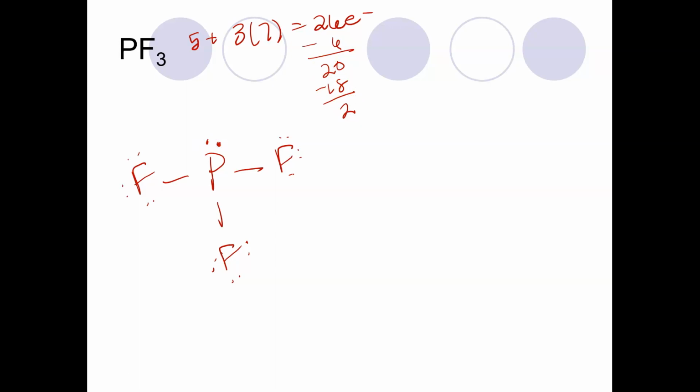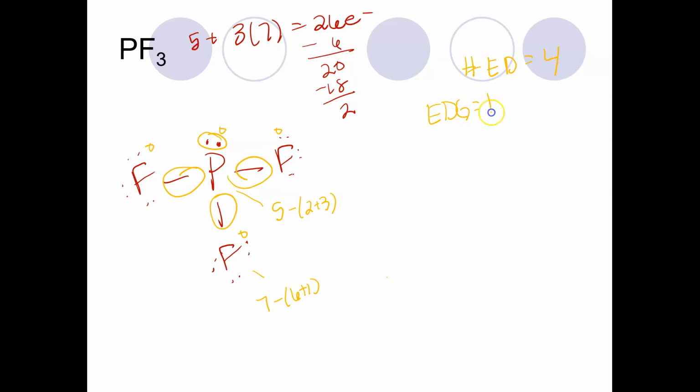If we check formal charges, fluorine 7 valence minus 6 dots and 1 line, so 0, 0, 0. Phosphorus 5 valence minus 2 dots and 3 lines is a 0. Glorious. Okay, so the number of electron domains around phosphorus. There are 4. 1, 2, 3, 4. So its electron domain geometry is tetrahedral. And I know that because it has 4 electron domains.